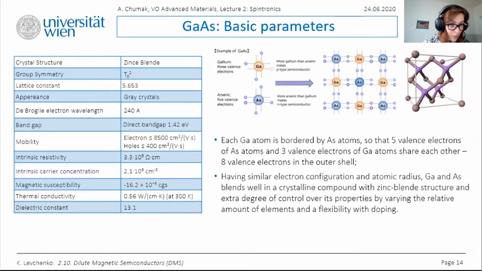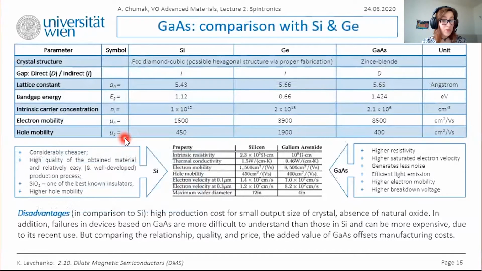Also, pay attention to the mobility and the resistivity values for gallium arsenide, because in comparison to silicon, these parameters are way, way higher. So as you may see, the electron mobility of gallium arsenide is at least 5 times larger than that of silicon, while the hole mobility is still lower. Also, a big advantage is that the thermal conductivity is lower than in silicon.